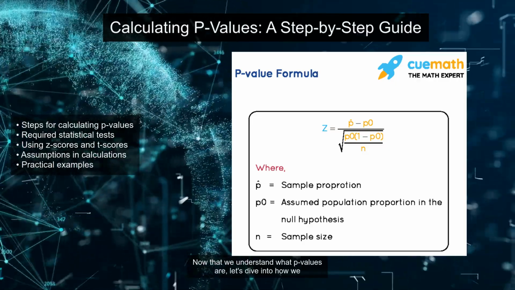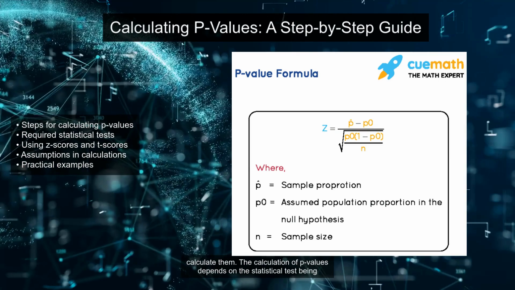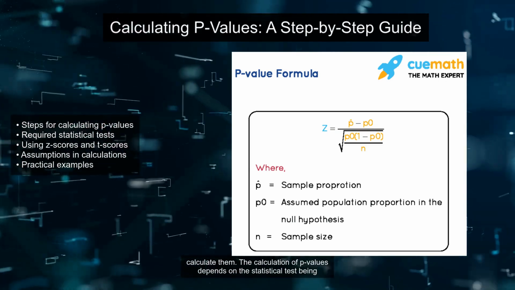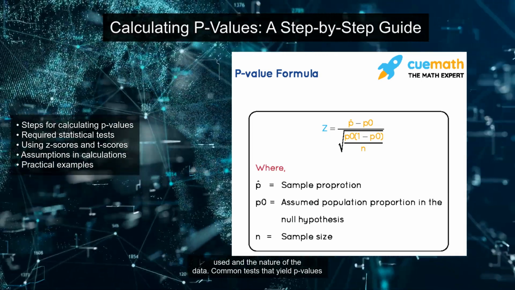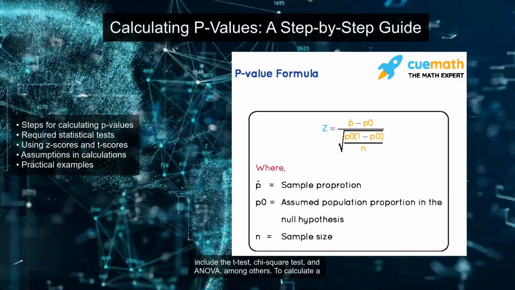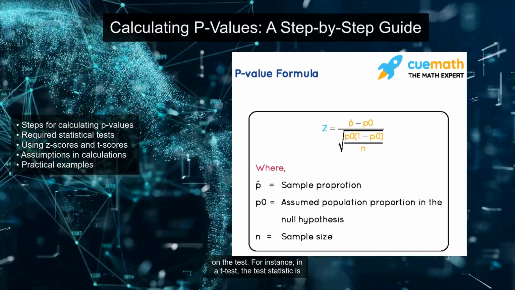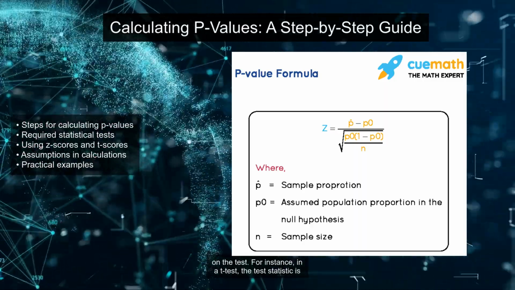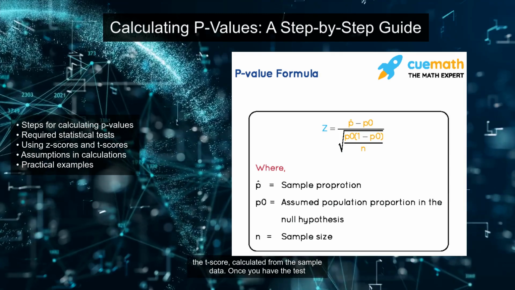Now that we understand what p-values are, let's dive into how we calculate them. The calculation of p-values depends on the statistical test being used and the nature of the data. Common tests that yield p-values include the t-test, chi-square test, and ANOVA, among others. To calculate a p-value, you first need to determine the test statistic, which varies depending on the test. For instance, in a t-test, the test statistic is the t-score, calculated from the sample data.